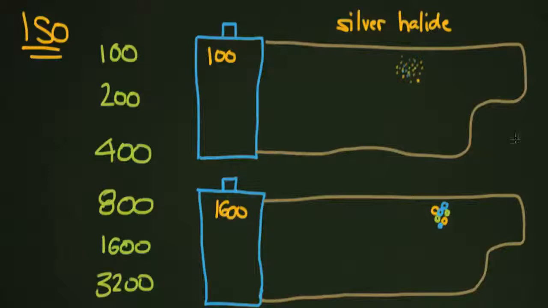So this was really common, basically starting around 800, but really in the 1600 plus is when you started to see what they called grain. This is called grain. I'll show you what grain looks like a little bit later. But that is how it worked back in the film days. And now let's take a look at how it works in the digital age.